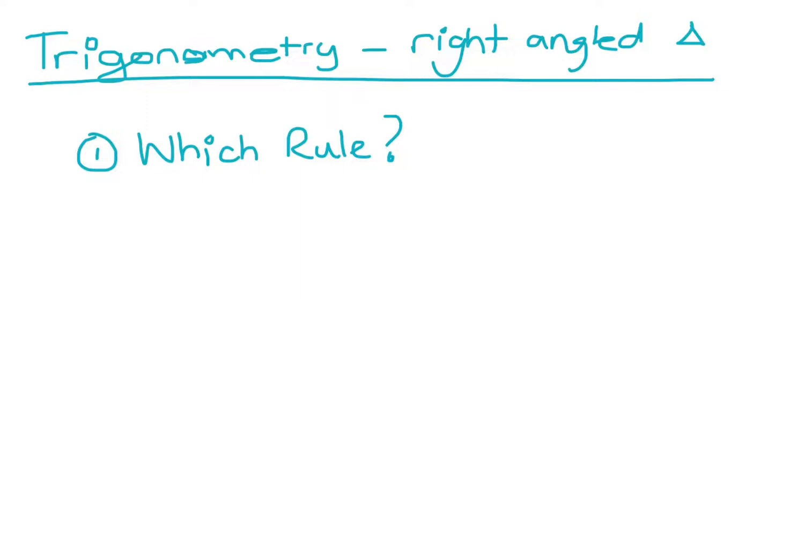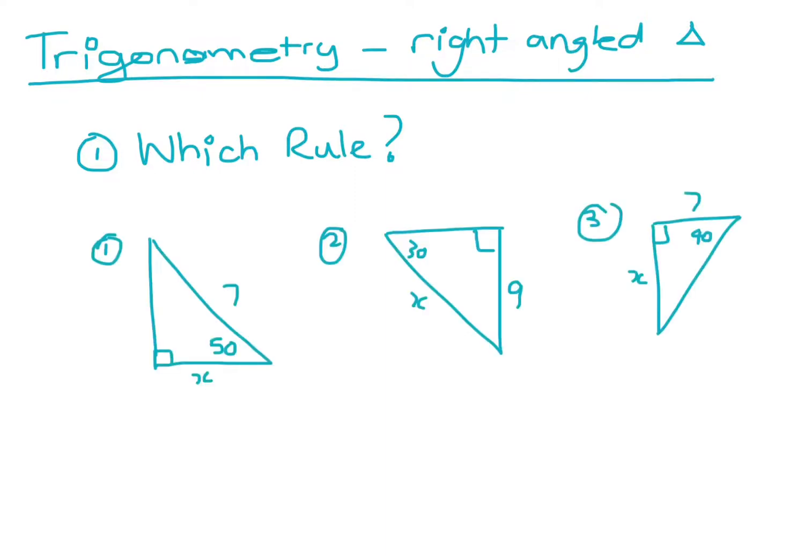Just going to give a run through. I'm just going to give a run through on how to work out which rule. Okay, so the first thing that you have to do is write the rules on the top of your page. So the first rule is sine, so it's opposite over hypotenuse.